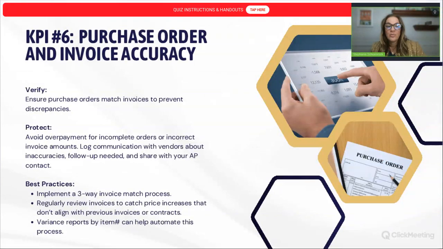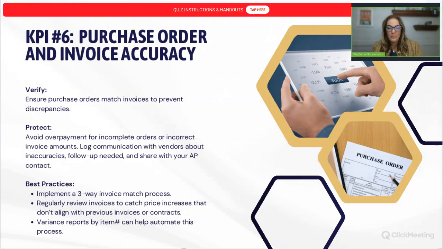Another KPI is your purchase order and invoice accuracy. It's a way to just ensure that your purchase orders and your invoices are matching, that you're working with the team to make sure that invoices aren't being paid for items you haven't received, or you're not overpaying for incomplete orders. And this is just like the workflow in the practice. So the best practice here is just to implement a 3-way invoice match.